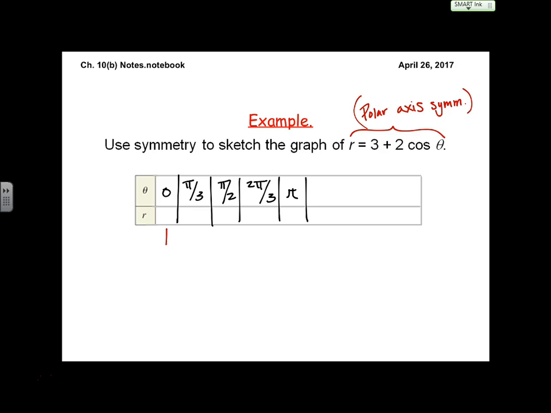If you plug in 0 to cosine, what do you guys get? Cosine of 0 is 1. 1 times 2 is 2. 2 plus 3 is 5. Okay. If I plug in pi over 3, cosine of pi over 3 is 1/2, right? What's 1/2 times 2? 1. 1 plus 3 is 4. What happens when I plug in pi over 2?